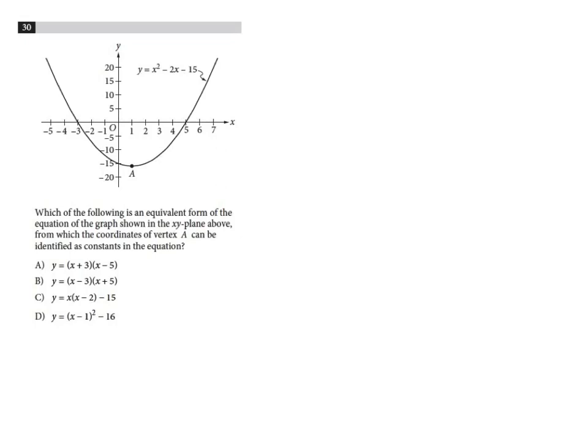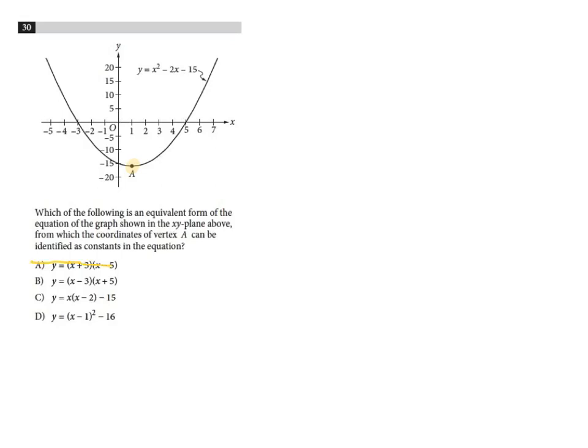Okay, number 30. Which of the following is an equivalent form of the equation of the graph shown in the xy-plane above, from which the coordinates of the vertex A can be identified as constants in the equation? Well, let's look at the constants in the equation. We can eliminate some of these, right? If we look at the first one, we have 3, -5. Well, this point here is nowhere close to 3, -5. That's way out of the range.